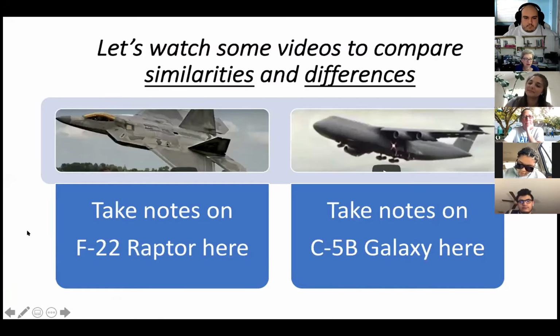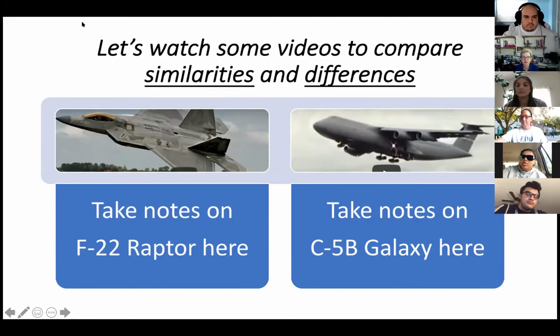We're now going to look at two different videos to compare the similarities and differences. We're going to first look at the Raptor video, an F-22 Raptor. It's a military plane. After that, we'll look at the C-5B Galaxy video. I hope you have a piece of paper. As you watch the video, take notes on what you notice and include the sound in your notes. So hopefully this will work.